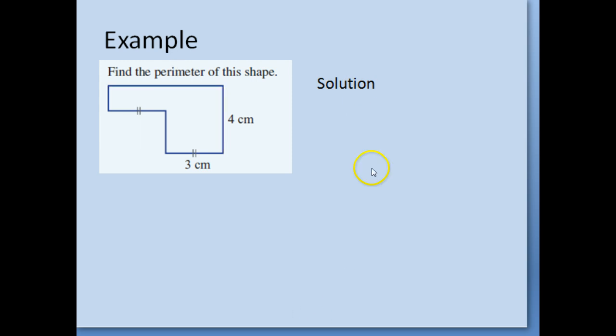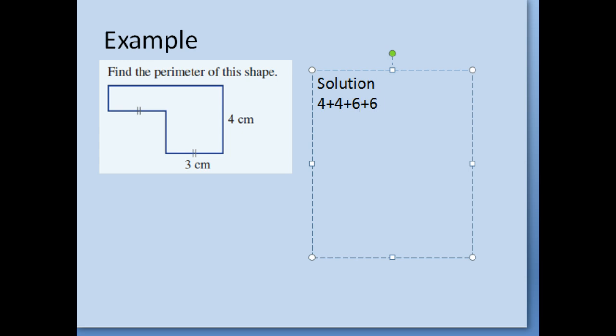So let's do that now, if it's going to let me. So we have 4 plus 4 plus 6 plus 6, which gives us 20 centimetres. And that's how we solve that one.